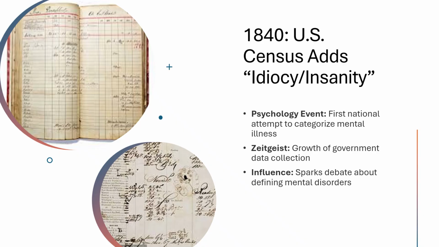In 1840, the US Census introduced a single category called "idiocy and insanity." Although extremely limited, it represented the first national attempt to classify mental illness and reflected growing governmental interest in tracking mental health conditions.